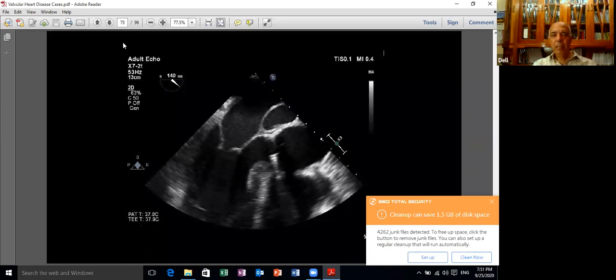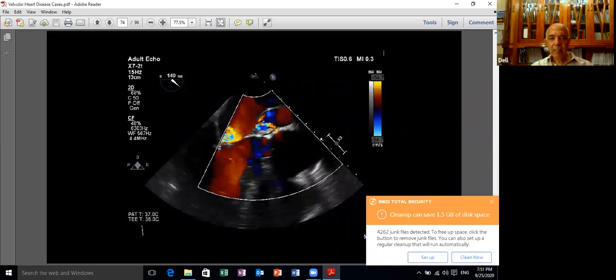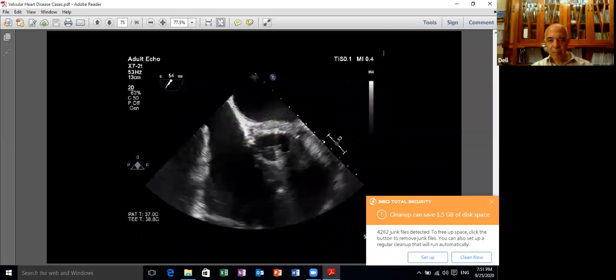So here is the transesophageal echocardiogram, the left atrium, the aortic root, the mechanical valve, and this is the transverse sinus, which is located between the anterior wall of the left atrium and the posterior wall of the aorta, and you can see a cavity like a bird's head here.